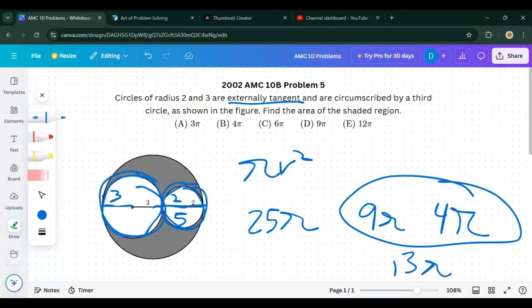And then we can subtract that from the area of the large circle because we're trying to find the shaded region, not the white region. Okay, so 25 pi minus 13 pi is 12 pi. That's your answer, E.